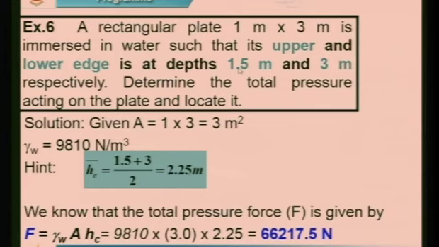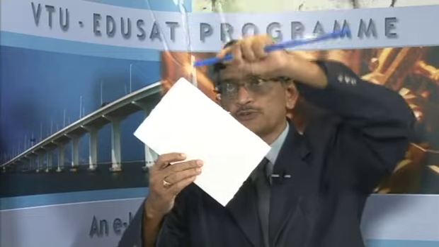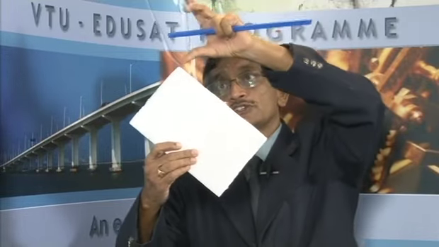A rectangular plate 1 meter by 3 meter is immersed in water such that its upper and lower edge are at depths of 1.5 meter and 3 meter. It means a rectangular plate is immersed in such a way like this. The upper edge is at a distance of 1.5 meter. This is the water level. You can say this is 1.5 meter, and this is another water level which is at 3 meter. Repeat again. You can see this is the water level.